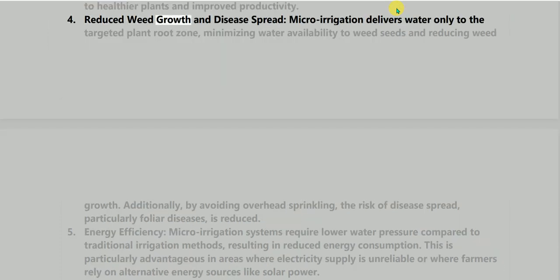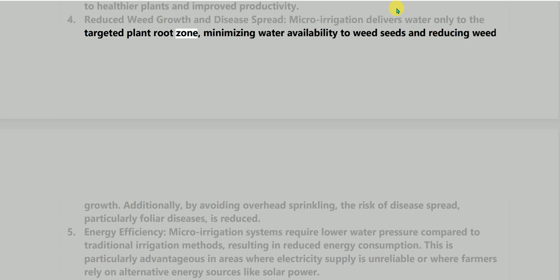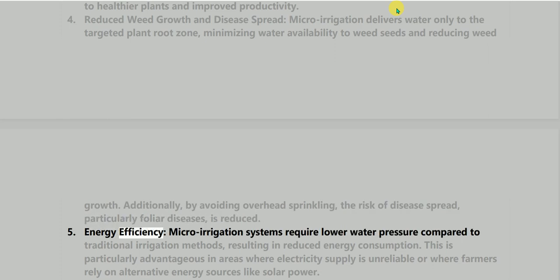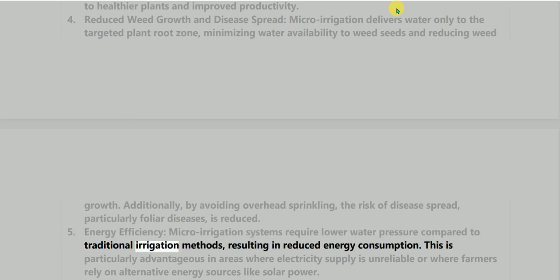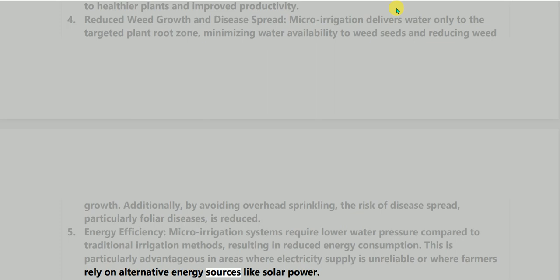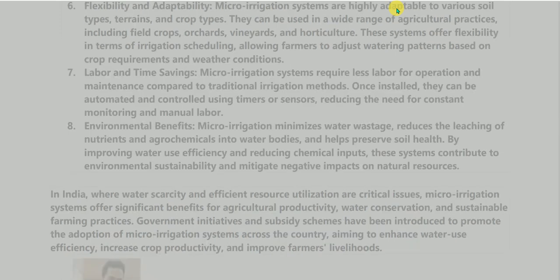4. Reduced weed growth and disease spread. Micro-irrigation delivers water only to the targeted plant root zone, minimizing water availability to weed seeds and reducing weed growth. Additionally, by avoiding overhead sprinkling, the risk of disease spread, particularly foliar diseases, is reduced. 5. Energy efficiency. Micro-irrigation systems require lower water pressure compared to traditional irrigation methods, resulting in reduced energy consumption. This is particularly advantageous in areas where electricity supply is unreliable or where farmers rely on alternative energy sources like solar power. 6. Flexibility and adaptability.